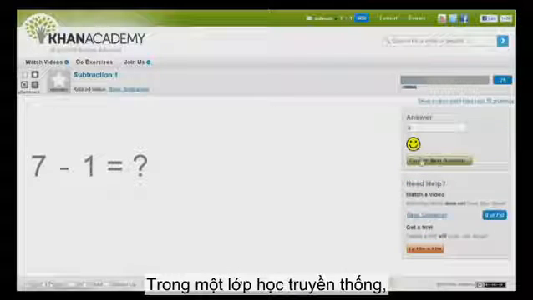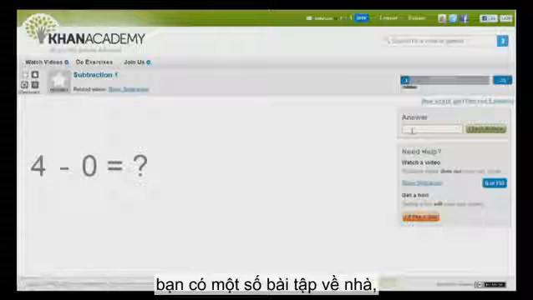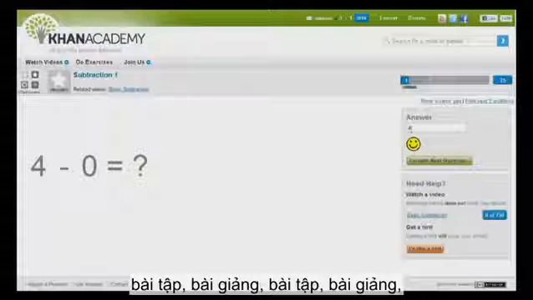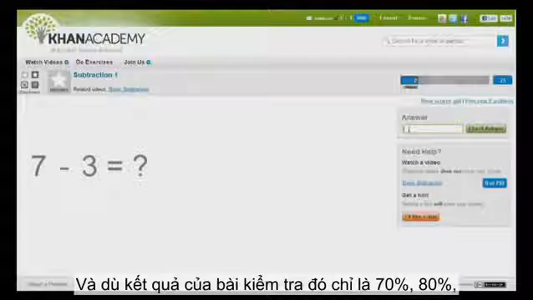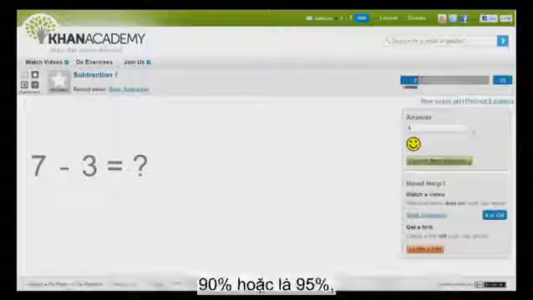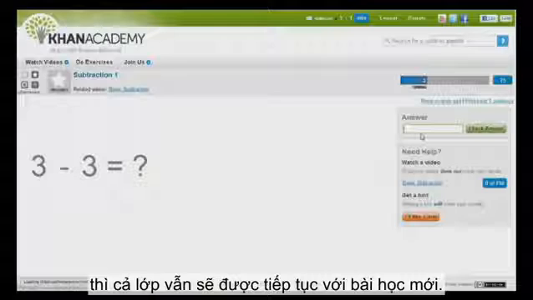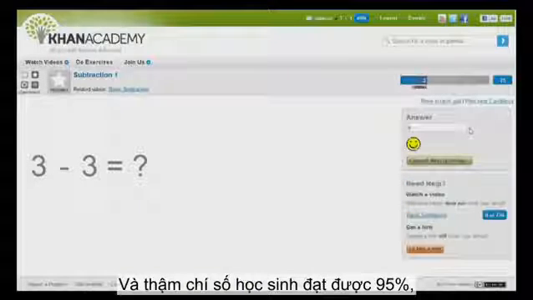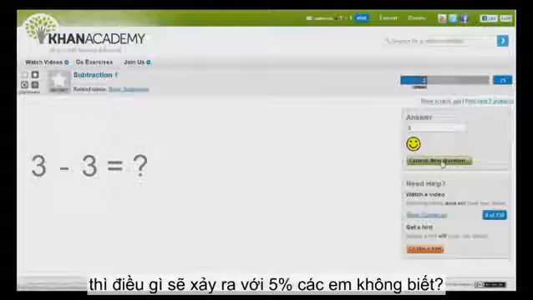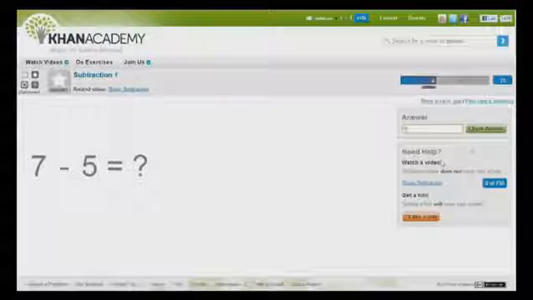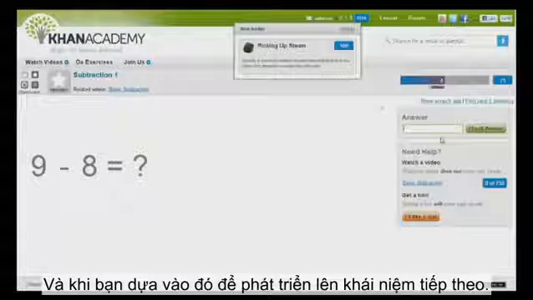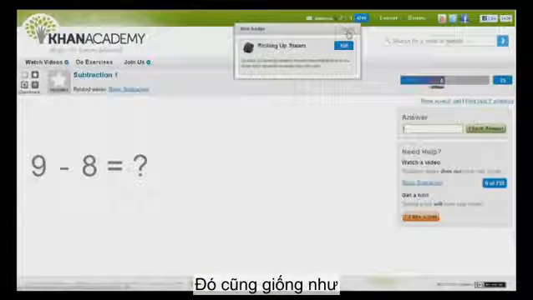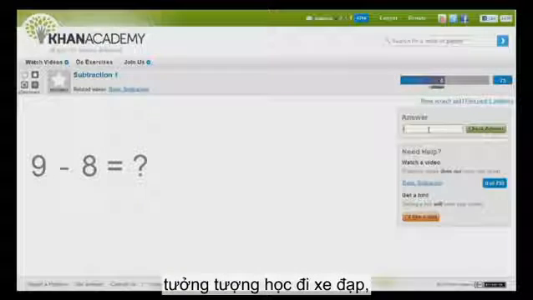In a traditional classroom, you have a couple of homework lecture, and then you have a snapshot exam. And that exam, whether you get a 70%, an 80%, a 90%, or a 95%, the class moves on to the next topic. And even that 95% student, what was the 5% they didn't know? Maybe they didn't know what happens when you raise something to the 0th power. And then you go build on that in the next concept. That's analogous to, imagine learning to ride a bicycle.